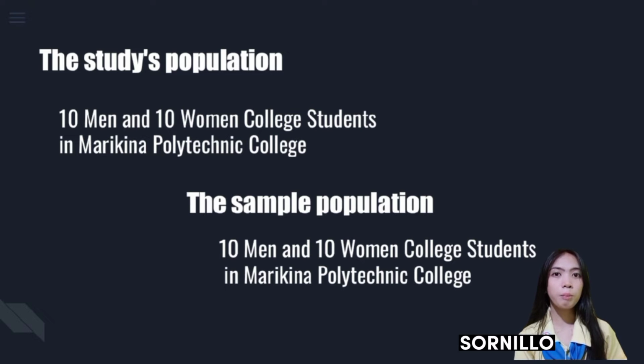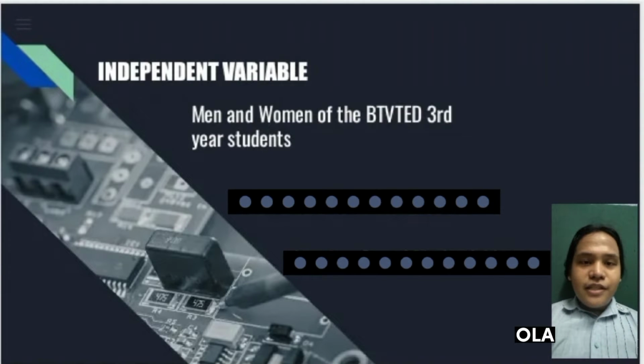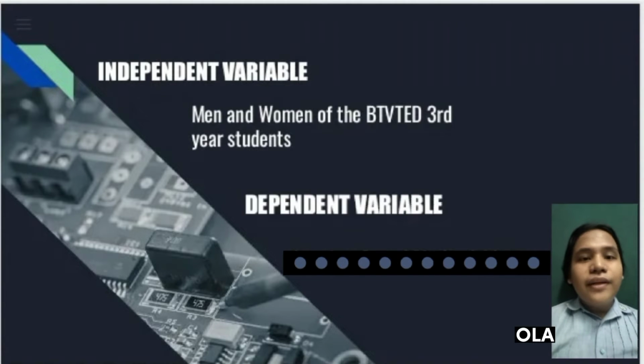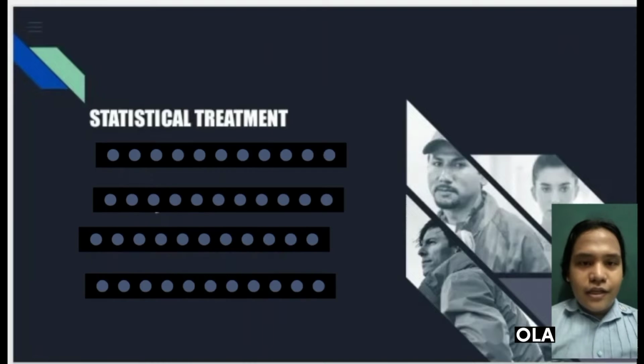The men and women students in Marikina Polytechnic College make up the study's target population. Also, the sample population of the study is the 10 men and 10 women students of Marikina Polytechnic College. The independent variable of the research data are the men and the women of the BTBT third-year students, while the dependent variable is the level of social media addiction of the BTBT third-year students of Marikina Polytechnic College.